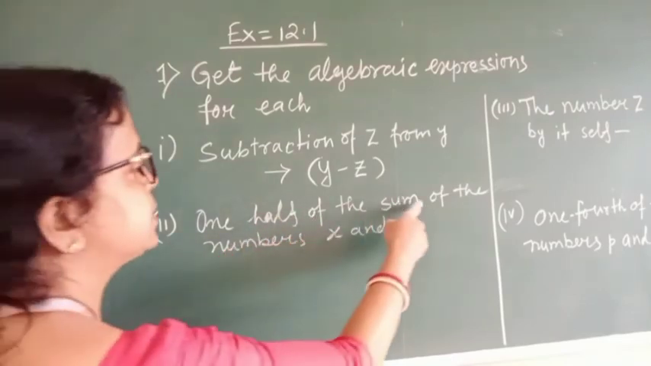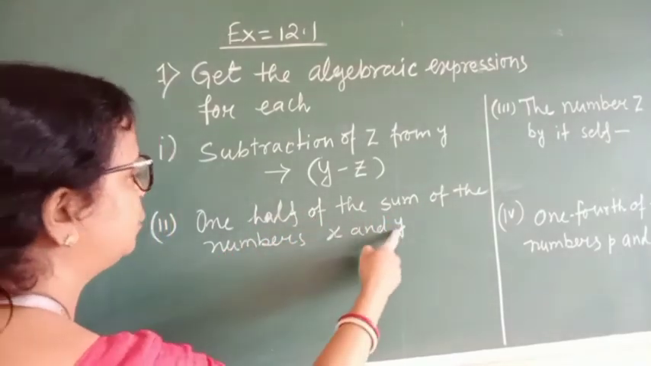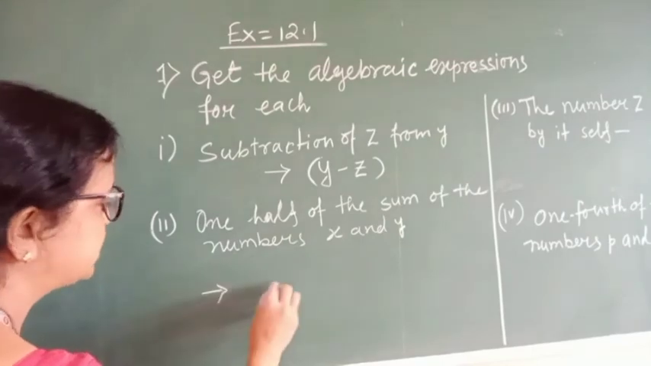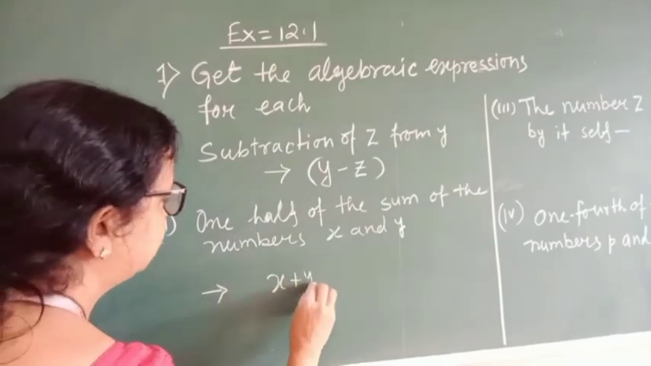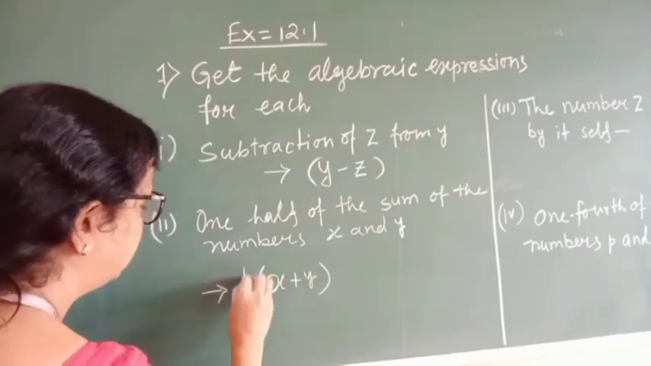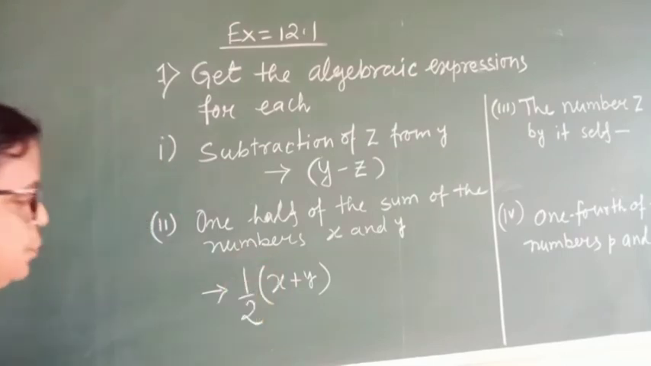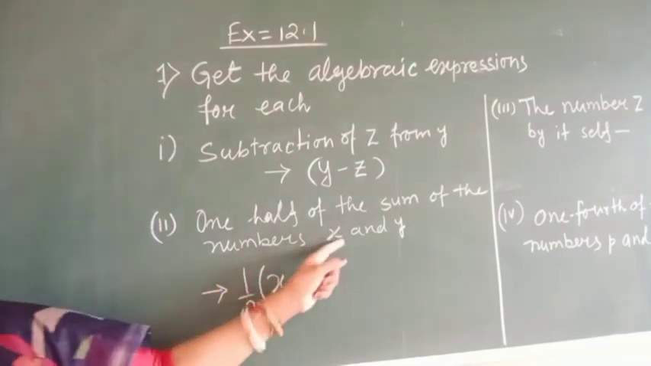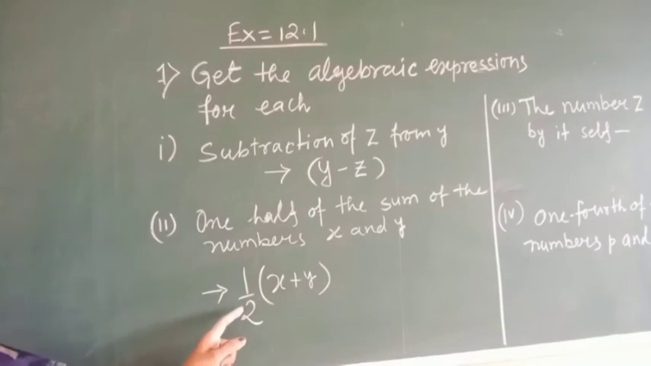1/2 of the sum of the numbers x and y. Sum of the numbers x plus y. 1/2 means 1 by 2. Sum of the numbers x and y, and half of the sum means 1 by 2. Next.